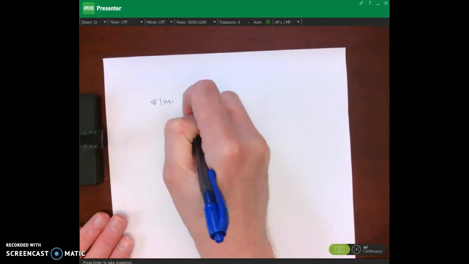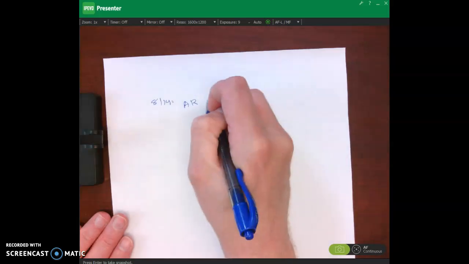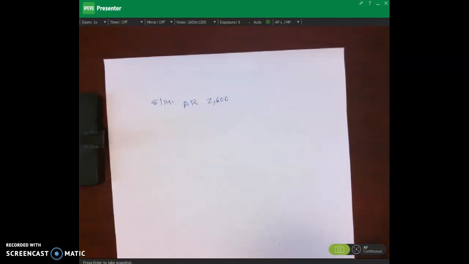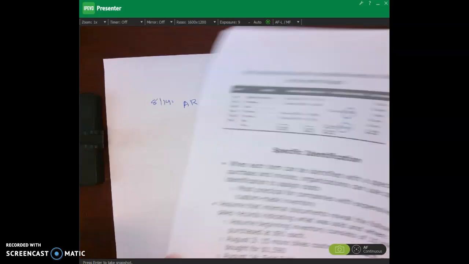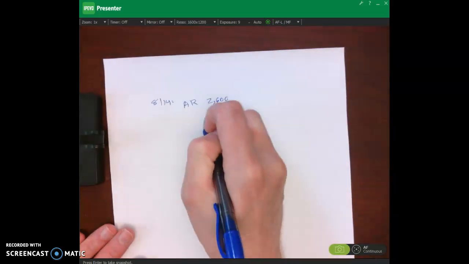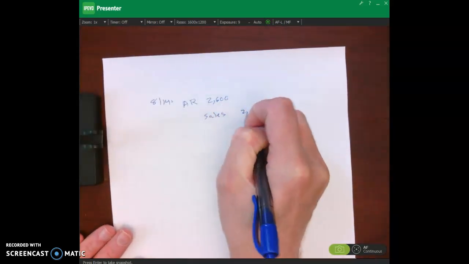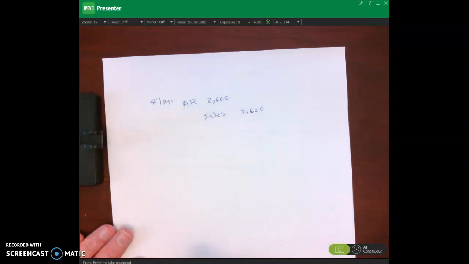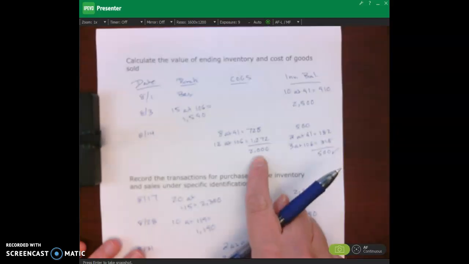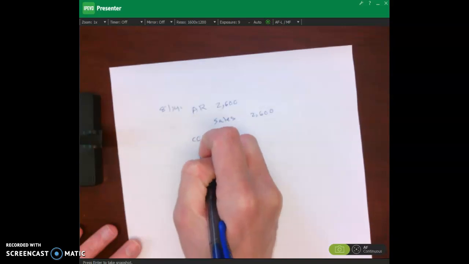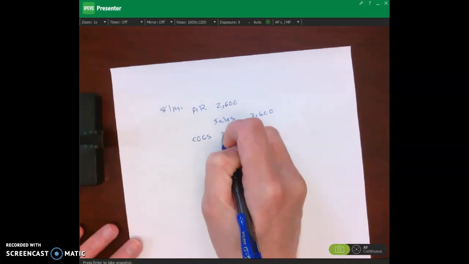So that means we debit accounts receivable for our $2,600, which is our total number of bikes that we sold. 20 bikes times the 130 gives me 2,600. Then I credit sales for 2,600. That's my first journal entry. And then my second journal entry is to record the cost of goods sold. And we know that right here. Cost of goods sold. So I will debit cost of goods sold for my $2,000.